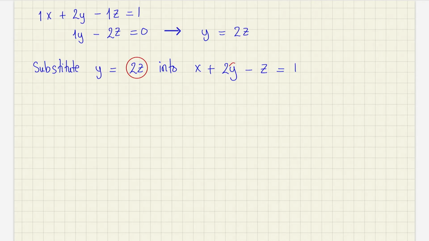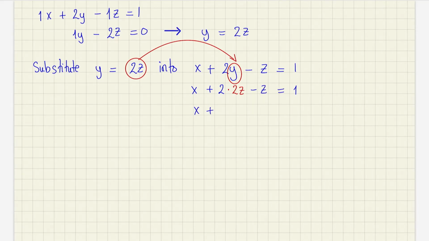So I take this 2z and substitute that for y. So I have x plus 2 times 2z minus z equals 1. So I have x plus 4z minus z equals 1. 4z minus z is 3z. So I have x plus 3z equals 1.